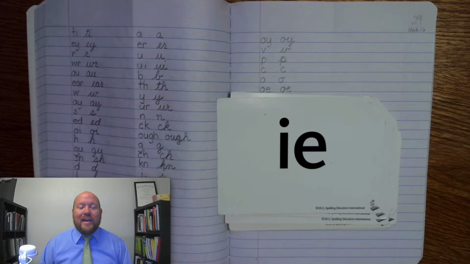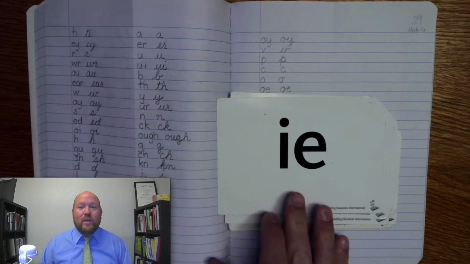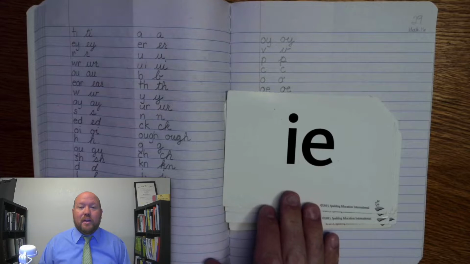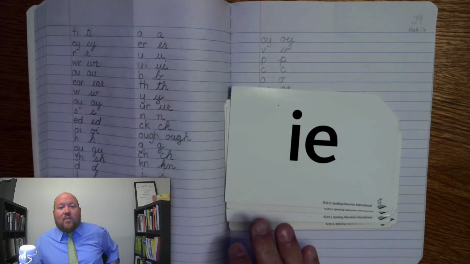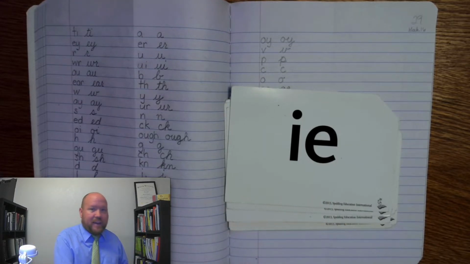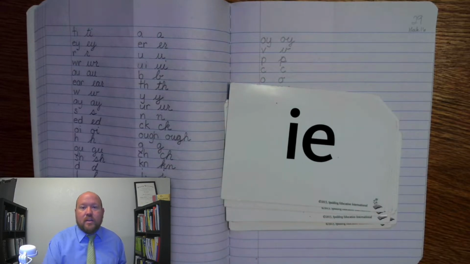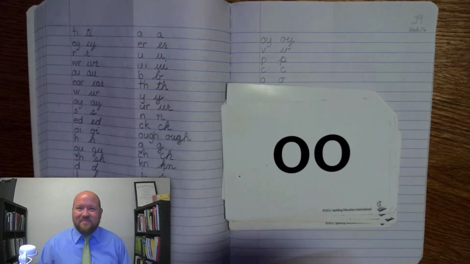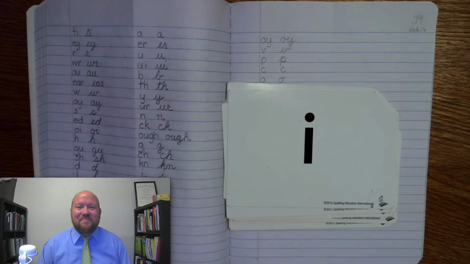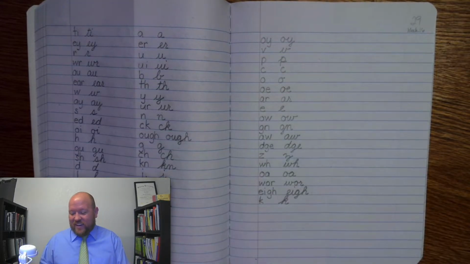E, I, I. When do I use this? This will be the one I primarily use when I'm not going to use E, A, I. This is the primary one. Next one. O, U. Oh, I showed you that. Sorry. Here we go. Ooh. And the last one. I.